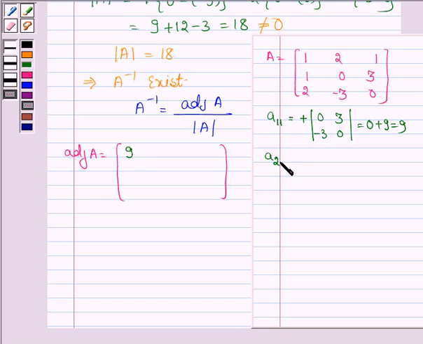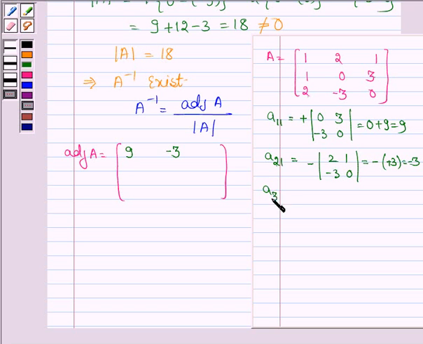Now let us find A21, which is this element. So leaving this row and this column, we are left with 2, 1, minus 3, 0. And the sum of 2 and 1 is 3. So here, we shall be writing minus sign. And this gives minus of plus 3, which is equal to minus 3. So writing this in the place of A12.